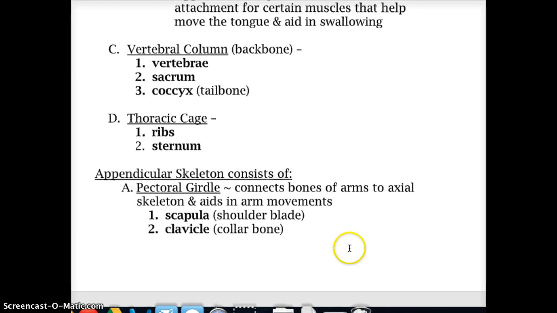Going on to the appendicular skeleton, remember we said that you have the anchor for your appendages. So if we start on the top and move down, we've got the pectoral girdle, which would connect the bones of your arms to the axial skeleton, and they would aid in arm movements. So your humerus, the top of your arm bone, actually fits into this pectoral girdle, which is composed of your scapula and clavicle. Okay, I'm going to pause for just a minute.